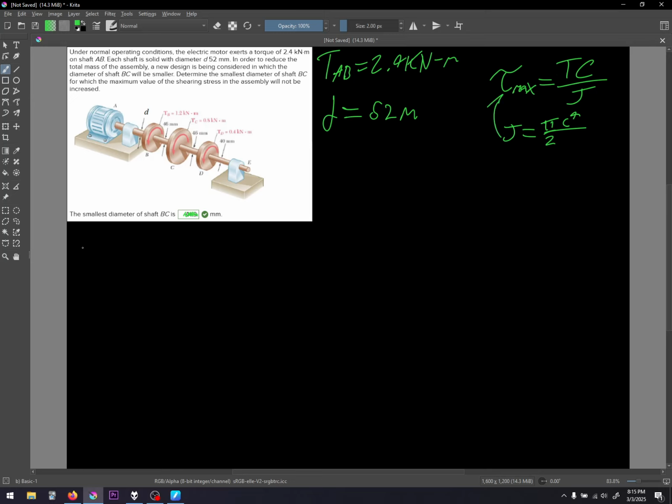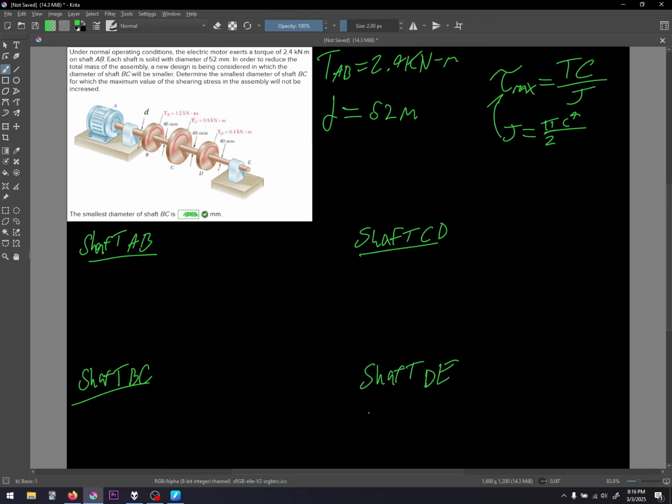So let's do this for shaft AB, shaft BC, shaft CD, and shaft DE.